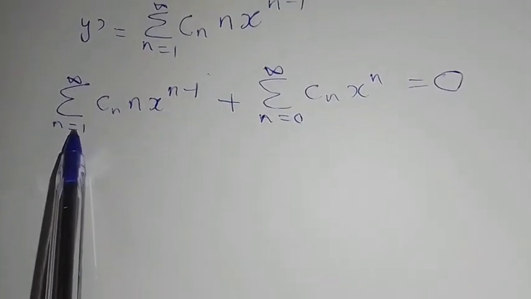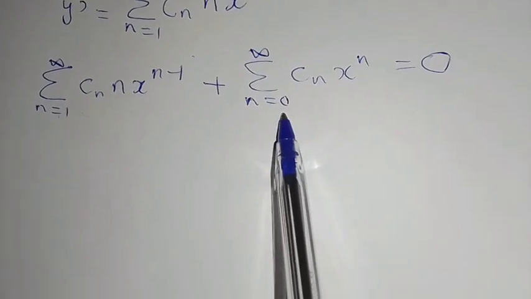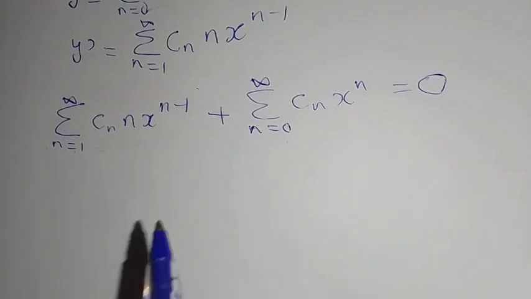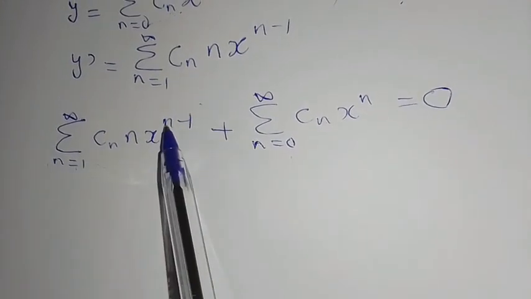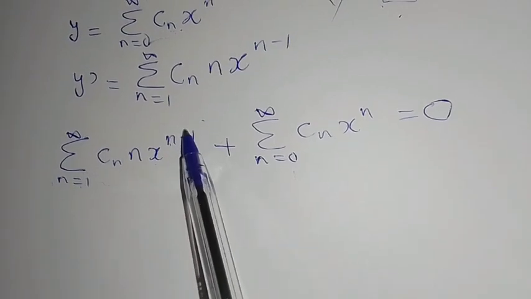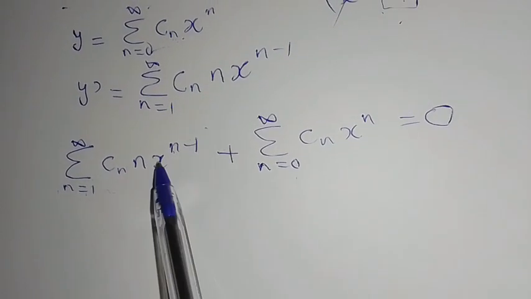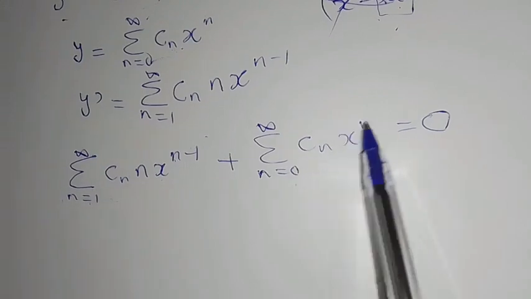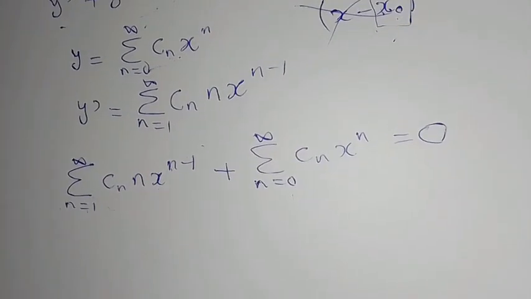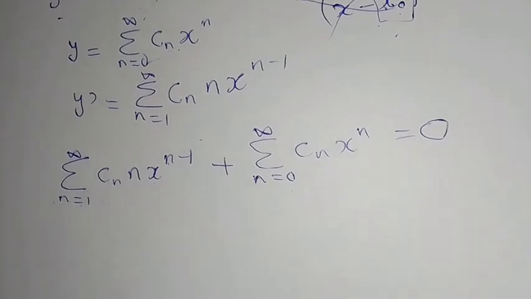This series starts at 1 and this one starts at 0. We want both series to start at the same point, but first, let's check what happens. If you plug in 1 here, you end up with x to the power of 1 minus 1, which is x to the power of 0. The first term contains x to the power of 0. And if you plug in 0 here, you also have the first term containing x to the power of 0. So they both start at the same x terms, so that's fine. We can skip that step.